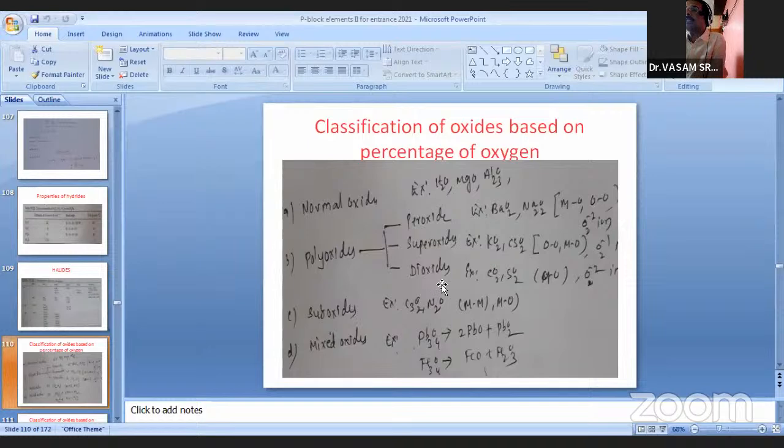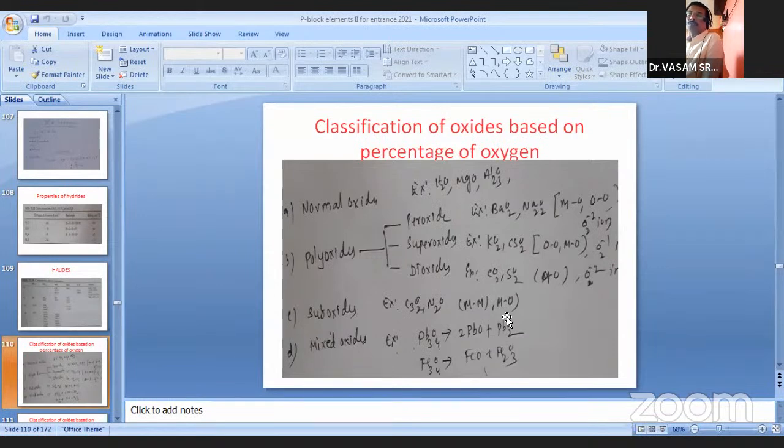Another polyoxide is dioxide, like carbon dioxide and sulfur dioxide. Any dioxide contains only one type of bond, that is the MO bond. CO2: C double bond O, double bond O. The MO bonds are present here, and this oxide contains O -2 ions. O -2 ions are present in the molecule of dioxides. And these are the polyoxides.